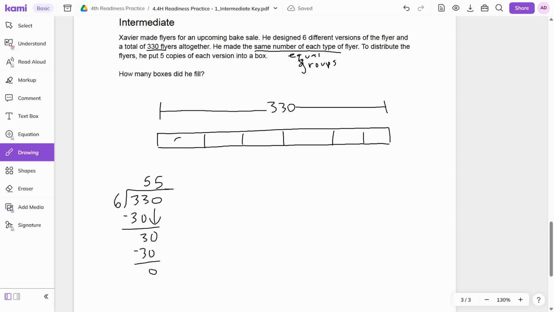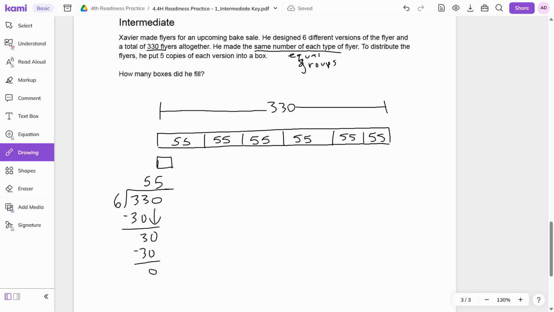So I'm going to put 55 in each of these boxes. So 6 sets of 55 get me 330. So that's that first step. Now, to distribute them, he's going to put 5 copies of each version into a box. How many boxes? Okay, so we're going to visualize this like we did last time. All right, so we need 5 copies of each version into a box.